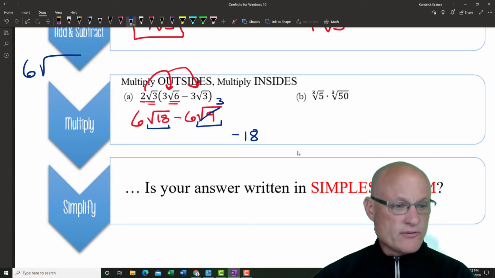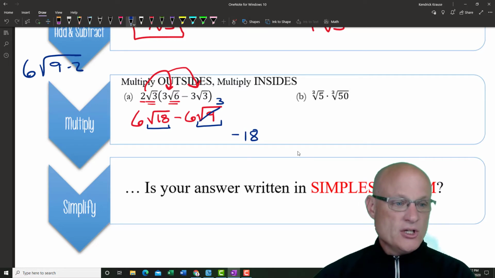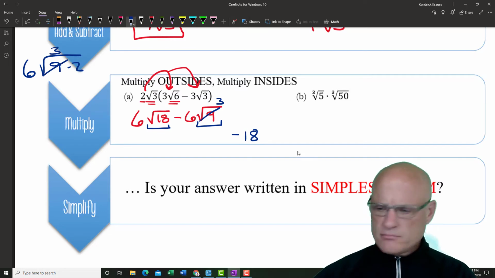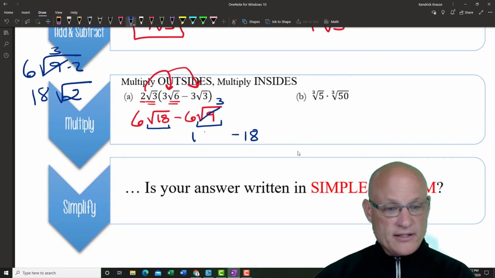6 square roots of 9 times 2, right? 9 times 2. Remember, cut it in half. All the stuff we learned yesterday or the last couple of days about simplifying radicals. Square root of 9 is 3. So this is 18 square roots of 2. So our answer is 18 square roots of 2 minus 18.